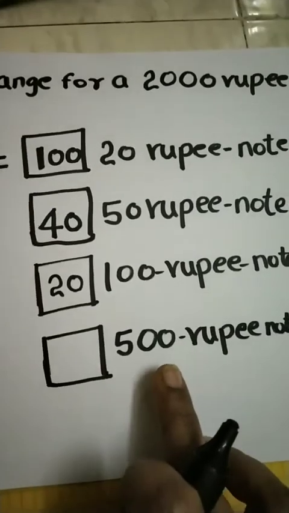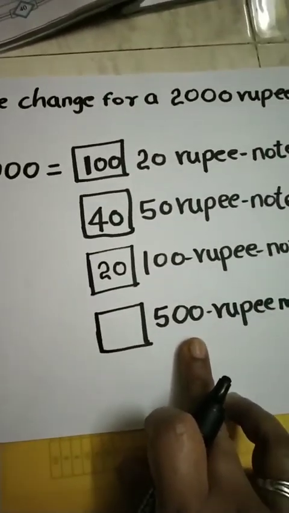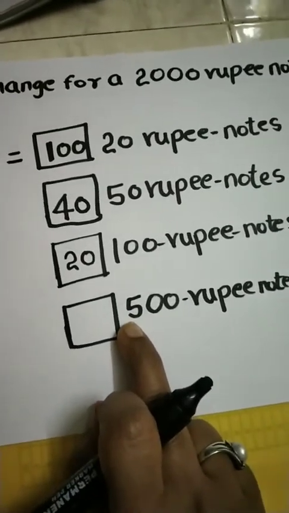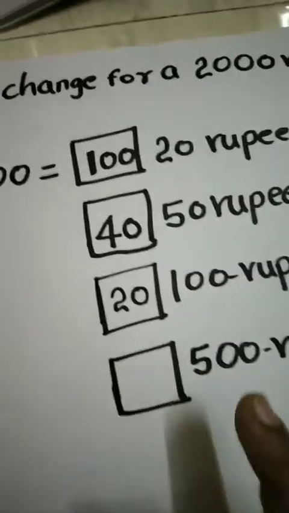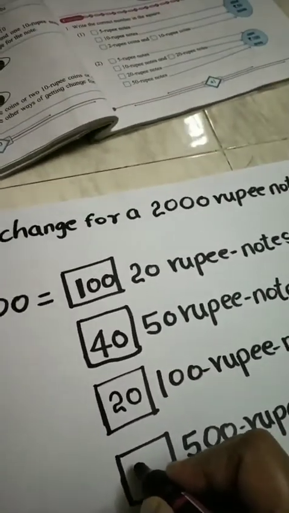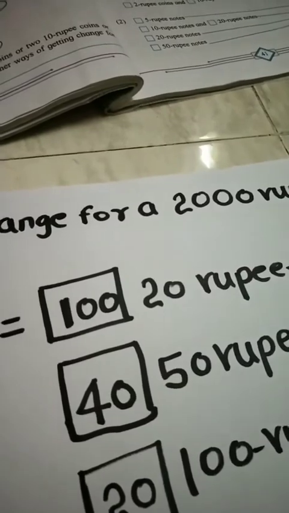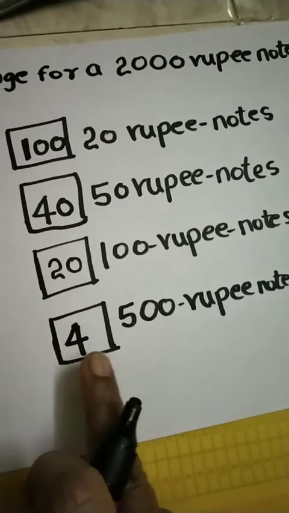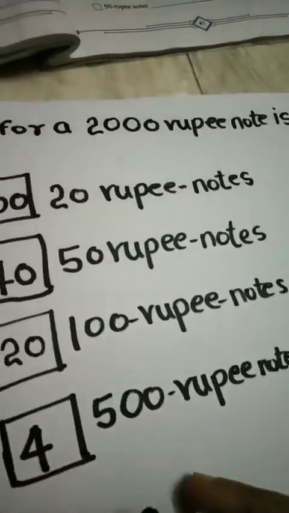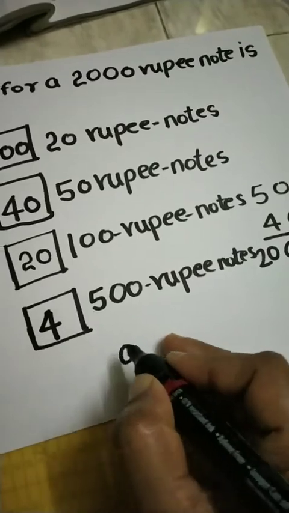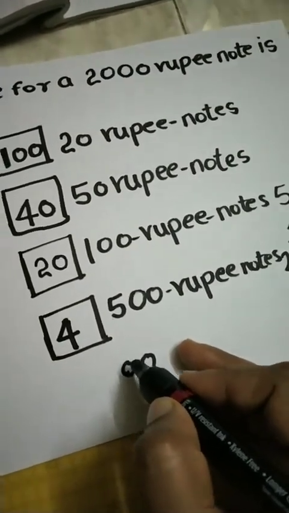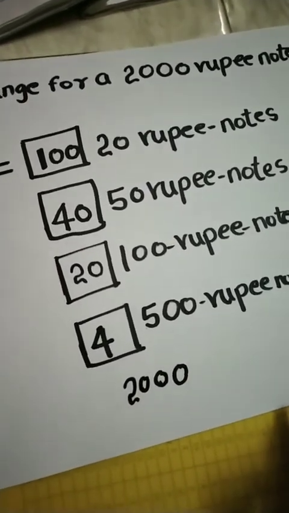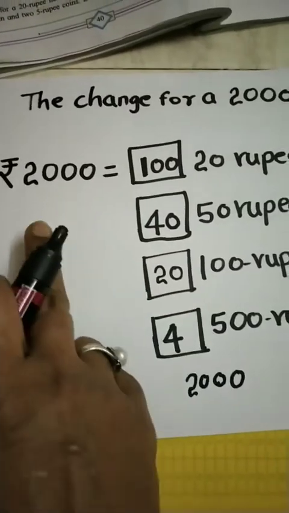How many notes of 500 rupees we need to make 2000? Here again you have to multiply it with 4. 5 4s are 20. If you want to cross check your answer, you can do it. 4 zeros are 0. 4 5s are 20. So it means your answer is correct. 4 notes of 500 rupees make 2000 rupees.